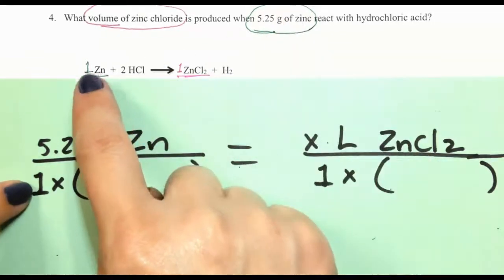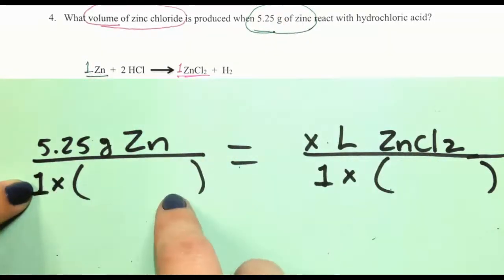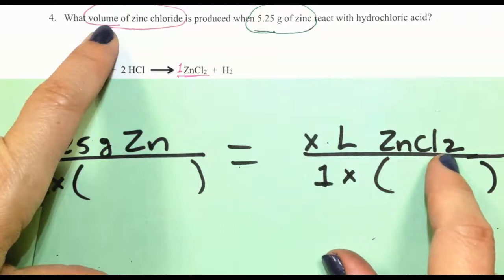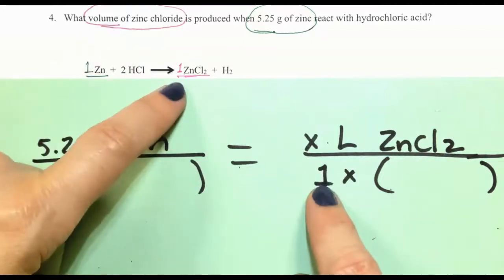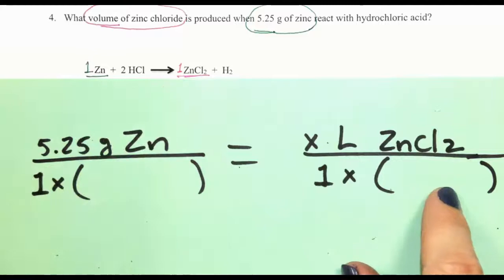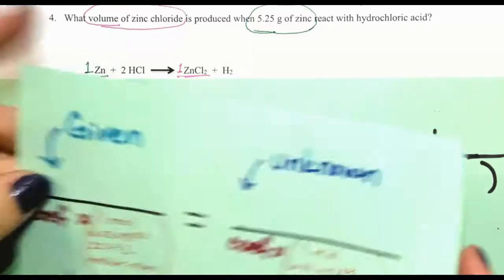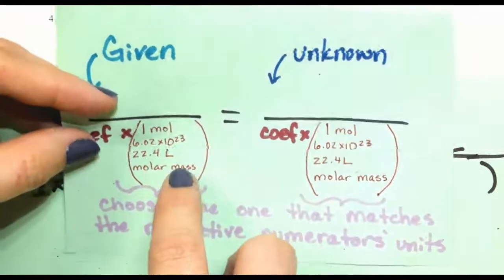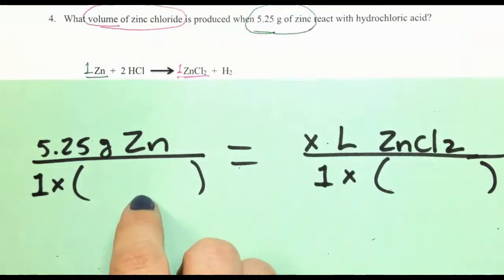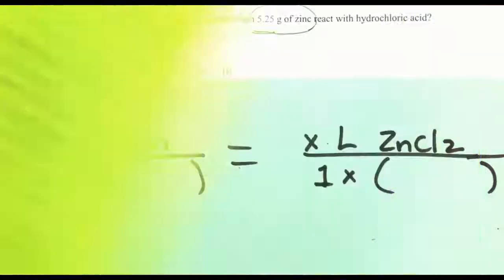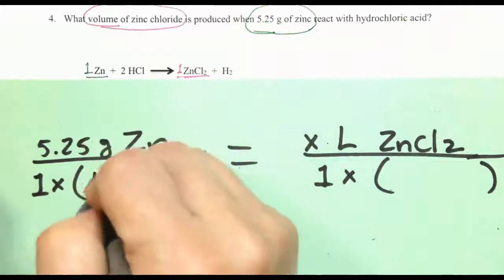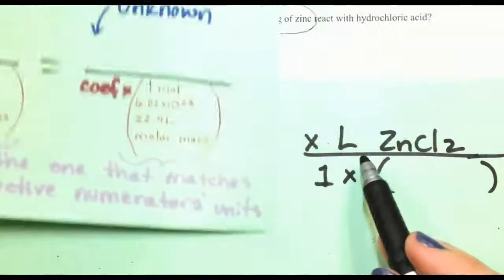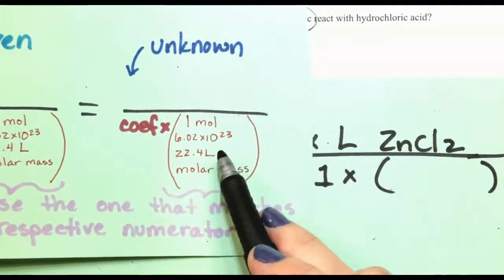Notice underneath it I put its coefficient, which is a 1, times something in the parentheses, equals, and then what is the volume of zinc chloride, and then put it over 1 because that is its coefficient times something in the parentheses. Now look at the numerator. This is grams, so I'm going to use the molar mass at the bottom for the left side. So the molar mass of zinc on the periodic table is 65.39, and so that's what goes in these parentheses right here. On the right side, we have liters in the numerator, which means I want to use this, 22.4 liters in the denominator.